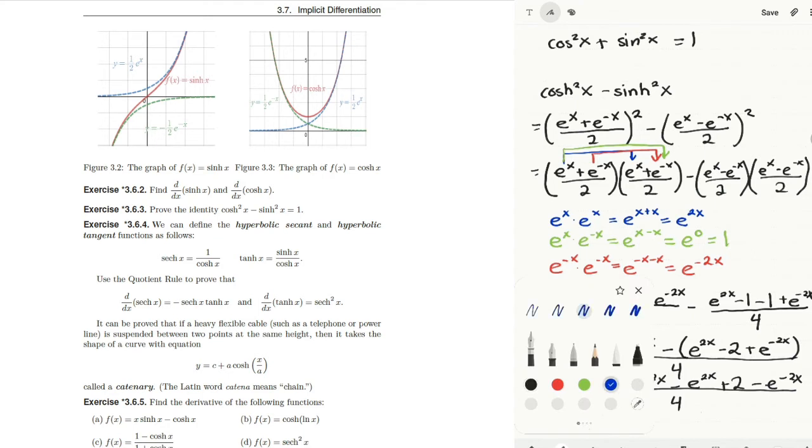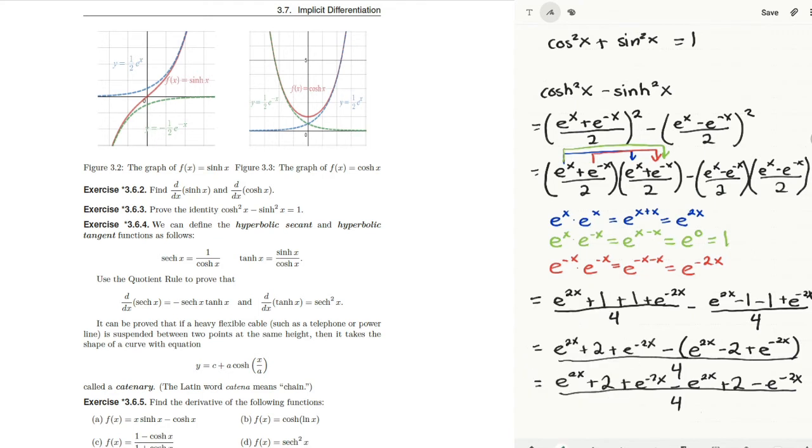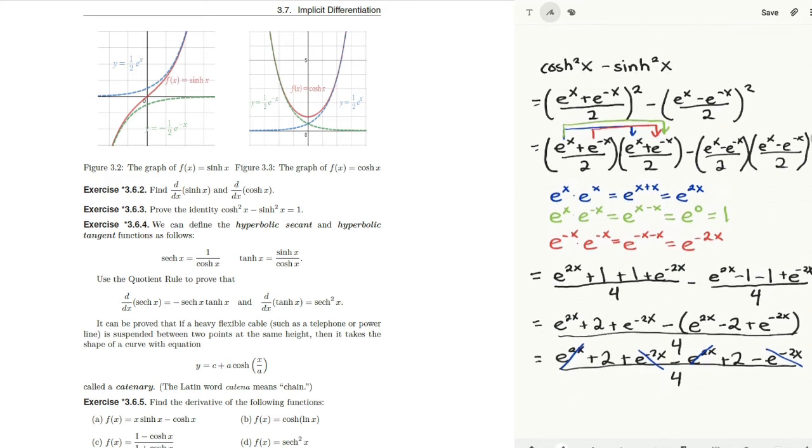And now let's cancel some terms. We have e to the 2x and negative e to the 2x. We have e to the negative 2x and negative e to the negative 2x. And so this will simplify to 4 over 4, which is equal to 1. And so cosh squared minus sinh squared will be equal to 1.